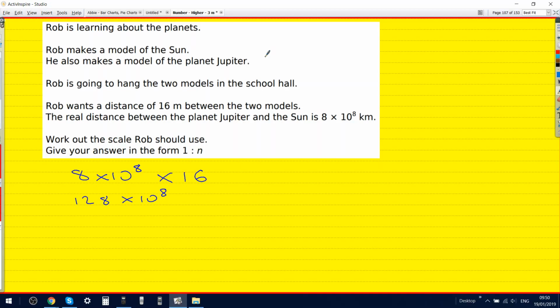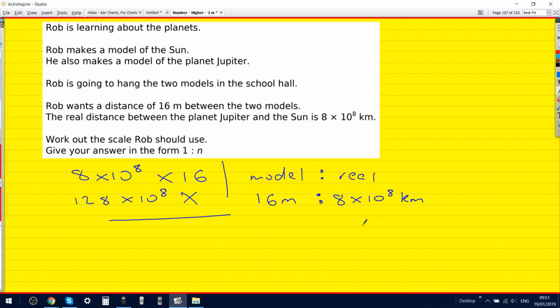I'm not really sure what to do. So I don't think so. I think it's the distance between the two models is 16. Yeah. So as a ratio, it would be model is to real. So model is to real. The model is 16 meters, and then the real is 8 times 10 to the 8 kilometers, and you have to get it as 1 is to something. How would you do that?